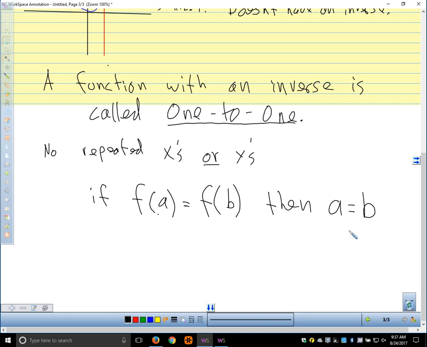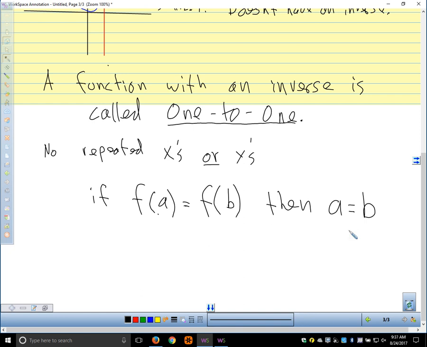So a function with an inverse is called a one-to-one function. If we say a function's one-to-one, we mean it has an inverse. If we say a function has an inverse, we mean it's a one-to-one function. One-to-one functions are an important kind of functions because we can do that back and forth thing between the domain and the range. All right, so we're good with the idea of one-to-one. One-to-one is another way of saying it has an inverse.